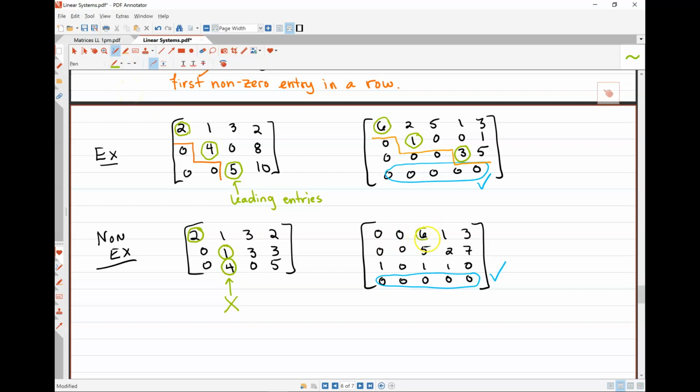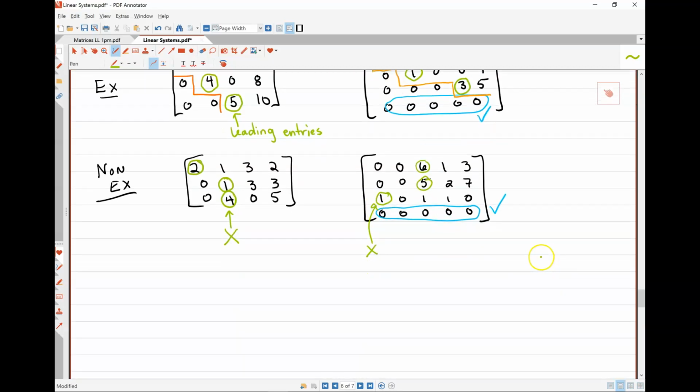So if I start circling the leading entries, remember I'm coming along the row and finding the first non-zero entry. And I see again that this fails that condition, right? This leading entry is not to the right of the leading entry in the rows above it. And this leading entry is not to the right of the leading entry in the row above it. So this is another one that does not work.